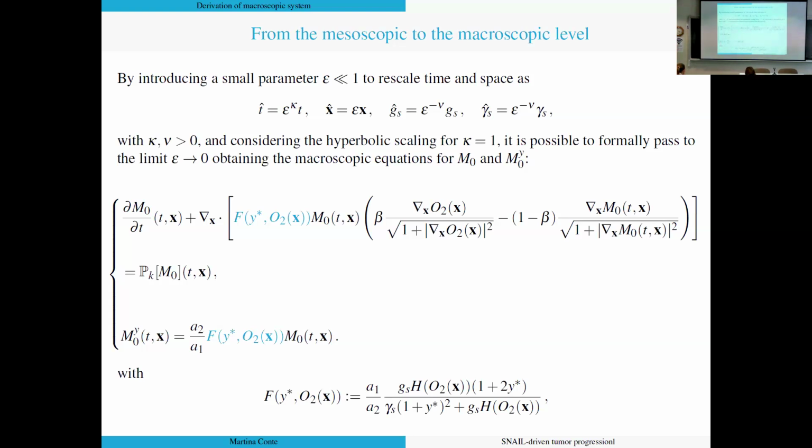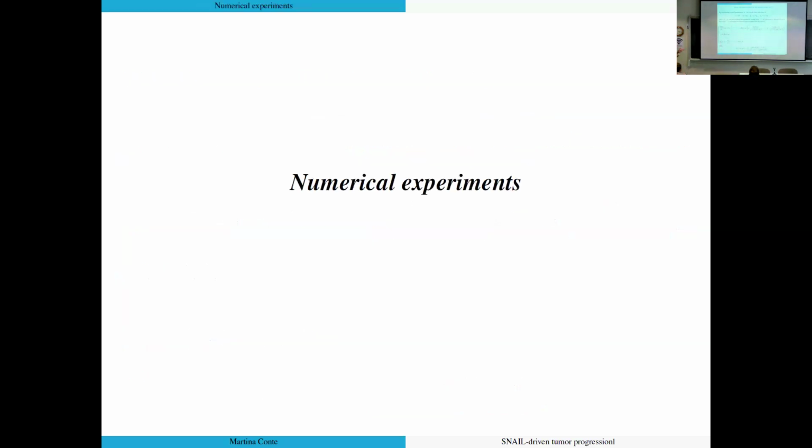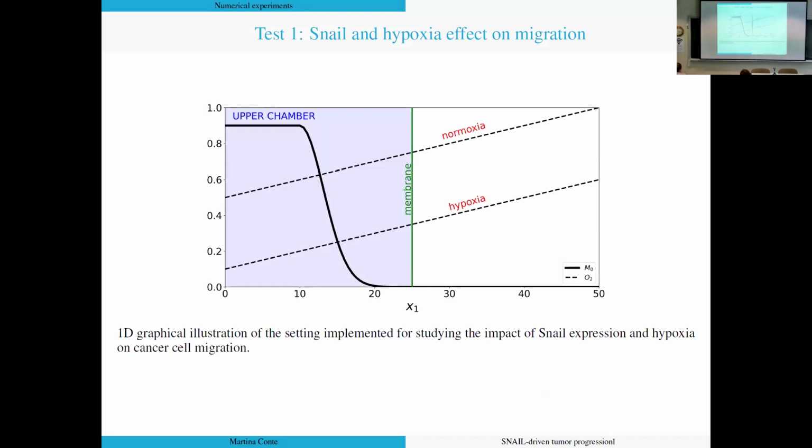I would like to show you two numerical examples, in particular related to model validation and comparison with data. We also did more qualitative analysis, but let's stay on these two, also for time reasons. The first one relates to what we tried to do, which was to replicate some experimental data, the ones I showed you initially. We wanted to replicate the data that show how hypoxia or snail control and tuning can change the capability of cells to move.